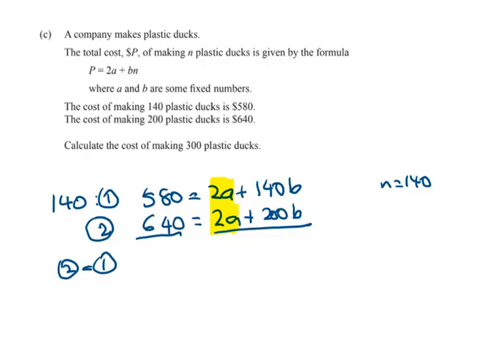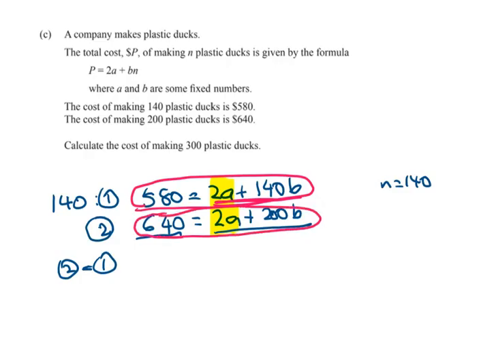What we're doing when we do that is we're saying that we know that 580 is equal to this, and we know that 640 is equal to this. And that means that the difference between 580 and 640, which is $60, must be the difference between the right-hand side of the two equations. So we get 60 is equal to 60B. That gives me B is equal to 1.